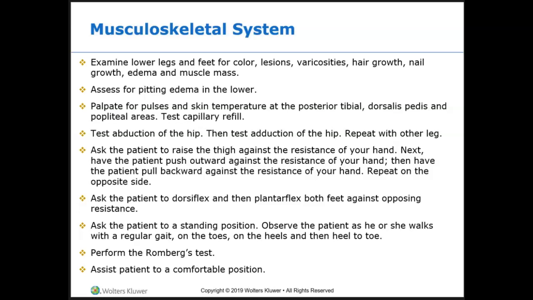Ask the patient to do a standing position. Observe the patient as he or she walks with a regular gait on the toes, on the heels, or is it on the heel then the toe? Like, how do they walk?